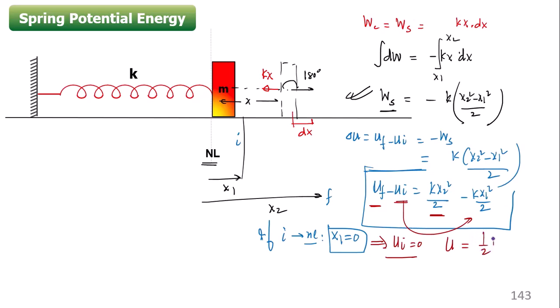So finally what I can write, spring potential energy U is equal to half k x square. What is x? x is the total elongation starting from the natural length. So if I elongate the spring from x equals 0 to x, then the potential energy stored inside the spring is equal to half k x square.